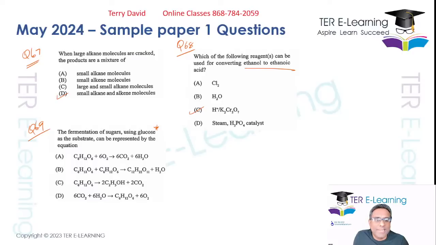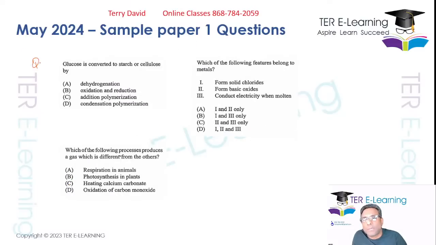Right? A lot of people say the answer is C. Yeah, the only one that gives me ethanol is C, right? So it has to be that, right? So that's 69. Question 70. Question 71. Question 72. Right? What about 70 here? Glucose is converted to starch or cellulose by what?